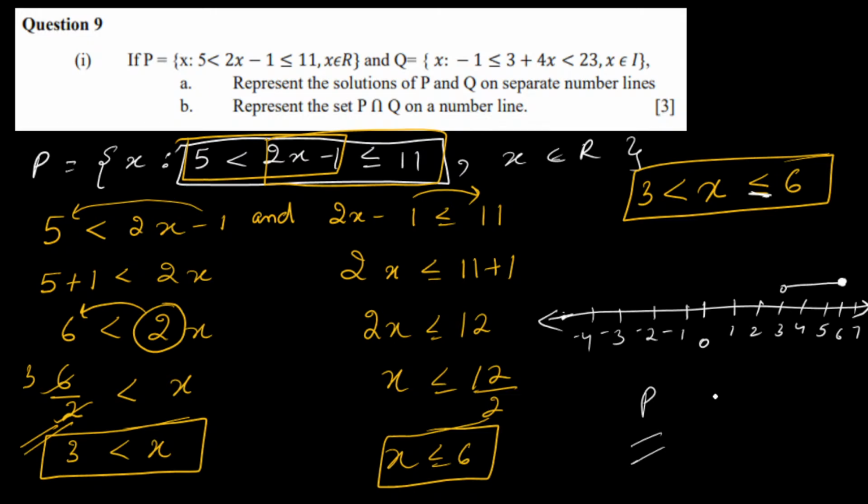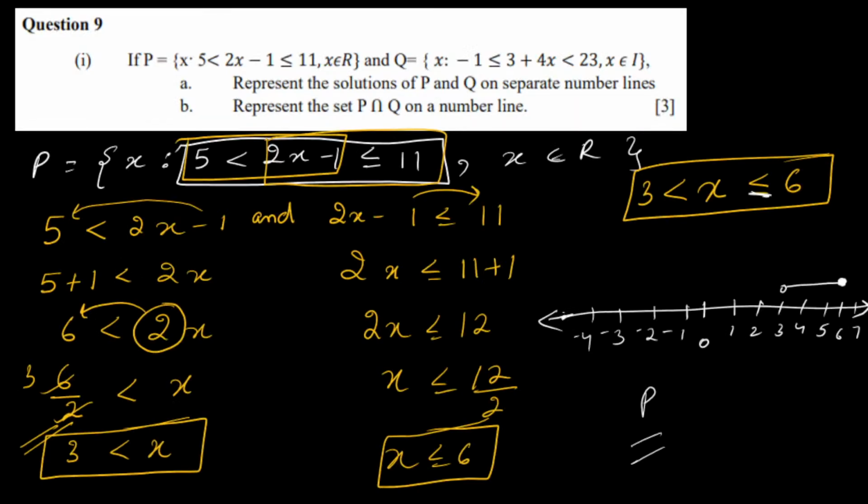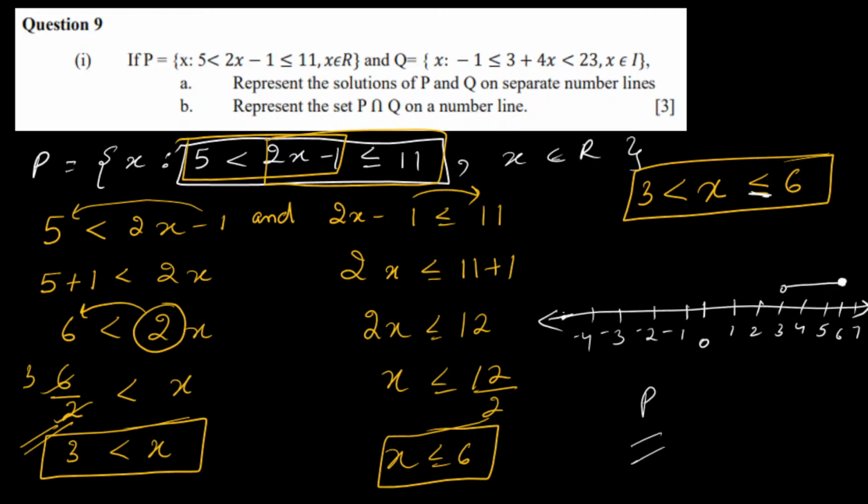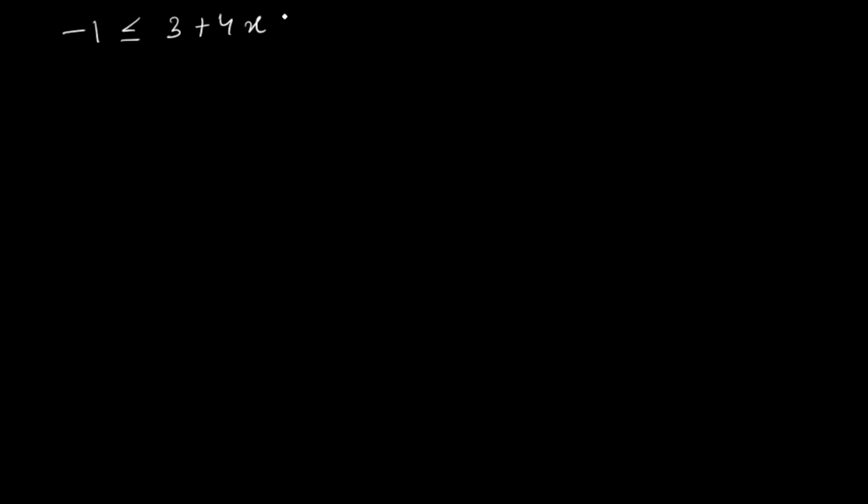Let's solve Q now. So for set Q, what is given to us? Minus 1 less than or equal to 3 plus 4x less than 23, and x belongs to integers. x belongs to integers. So again we have to solve.